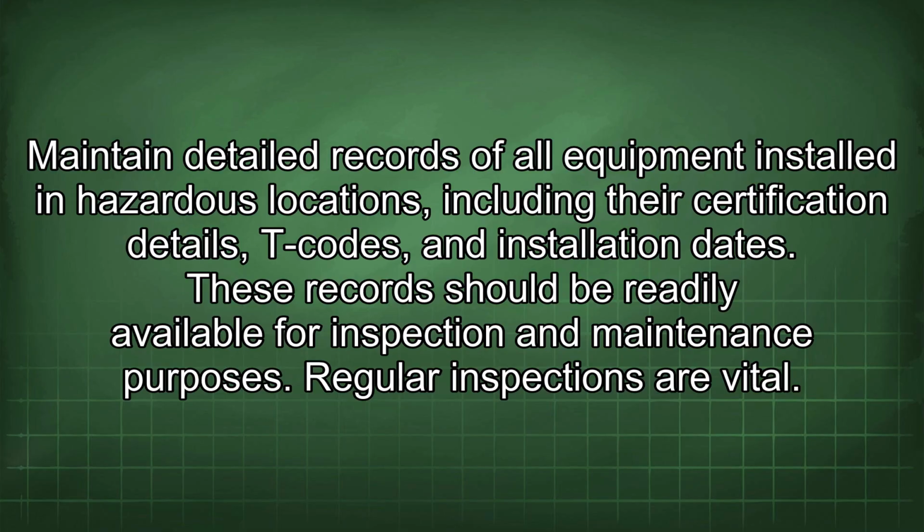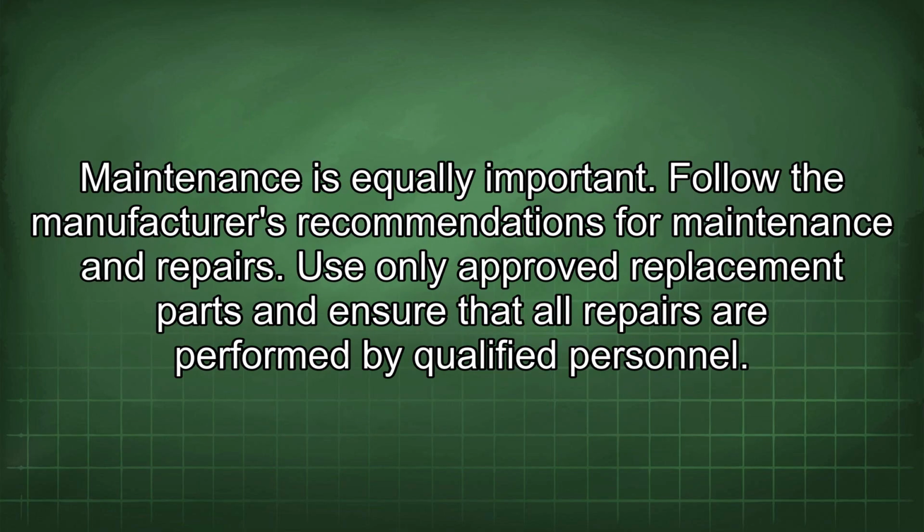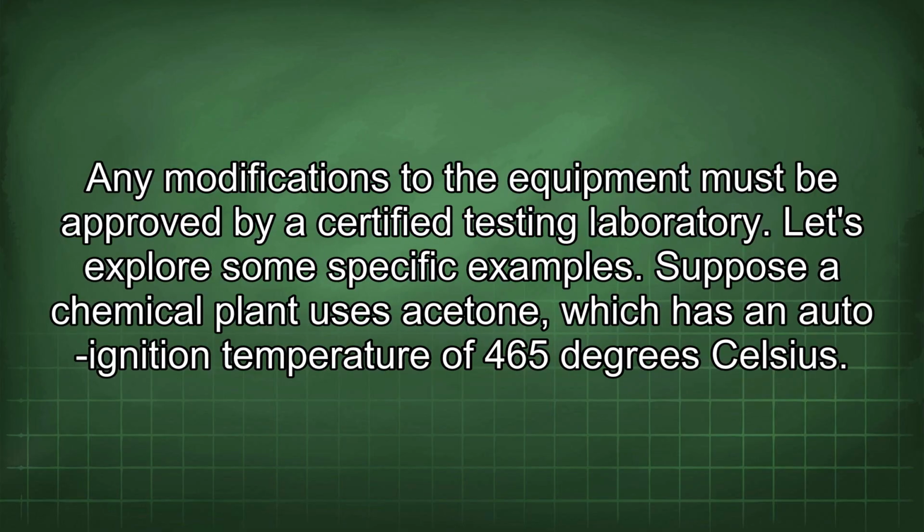Regular inspections are vital. Establish a routine inspection schedule to check for signs of damage, corrosion, or other issues that could compromise the safety of the equipment. These inspections should be performed by qualified personnel who are familiar with hazardous location safety requirements. Consider using a checklist to ensure that all critical components are inspected thoroughly. Maintenance is equally important. Follow the manufacturer's recommendations for maintenance and repairs. Use only approved replacement parts and ensure that all repairs are performed by qualified personnel. Any modifications to the equipment must be approved by a certified testing laboratory.